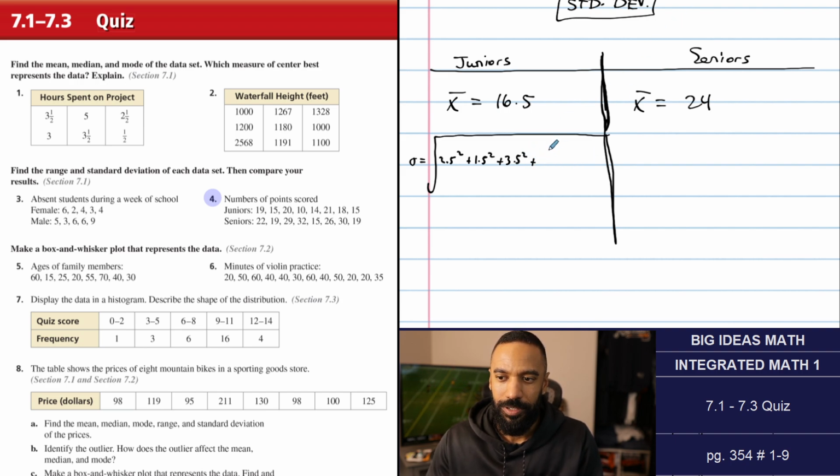This is rough. 10 minus 16.5. 14 minus 16.5. 21 minus 16.5. 18 minus 16.5. And 15 minus 16.5.